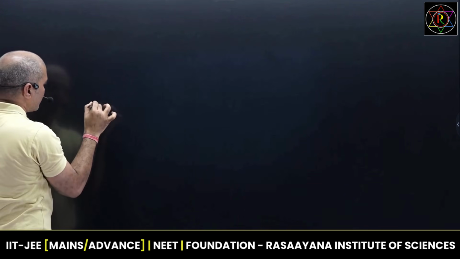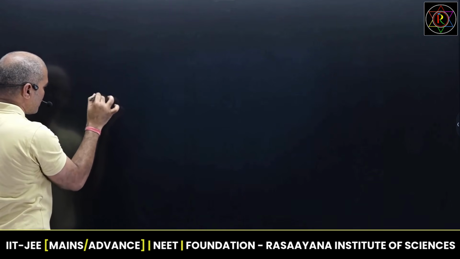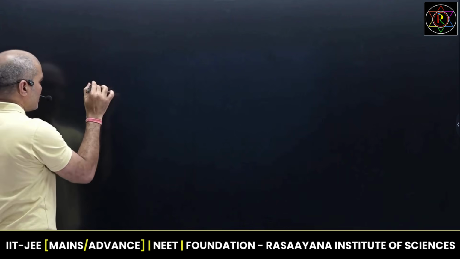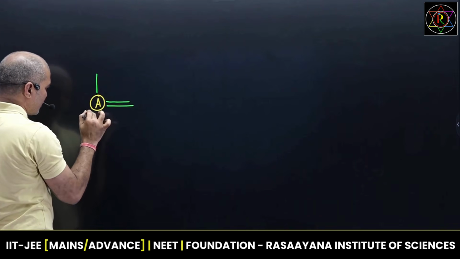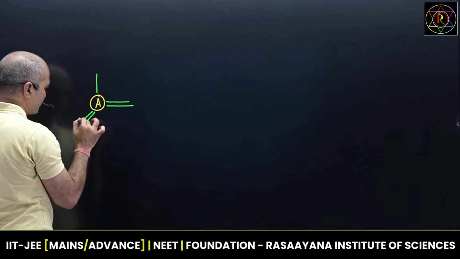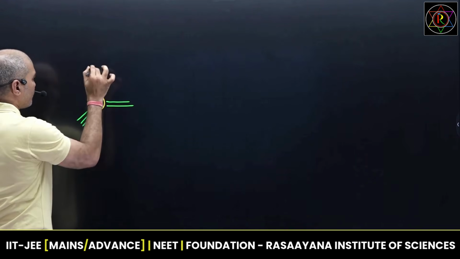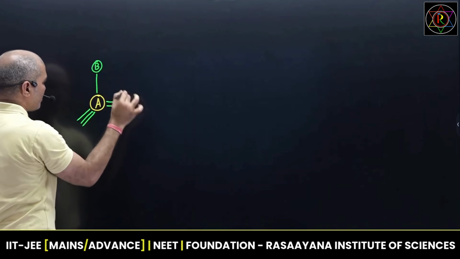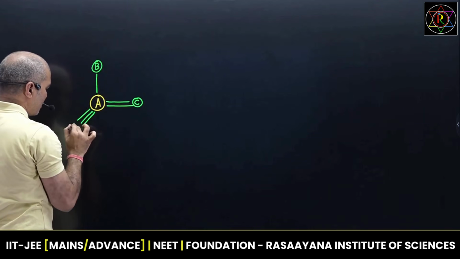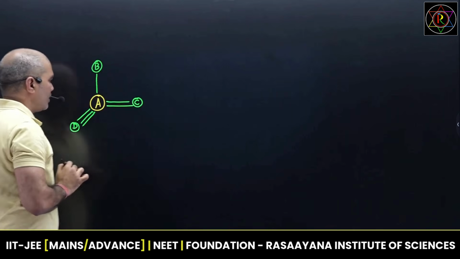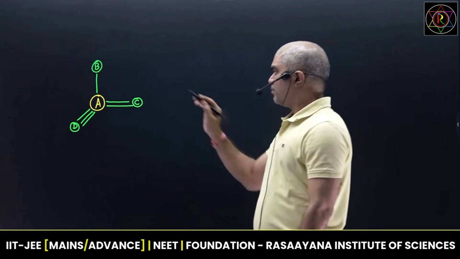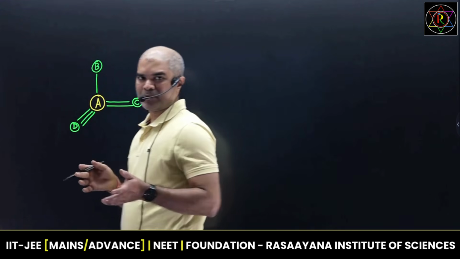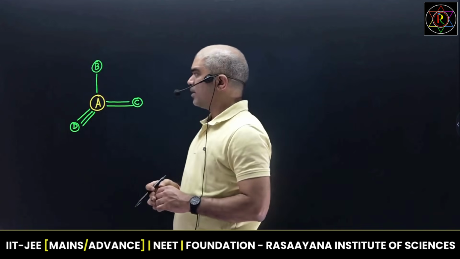Now let me take a hypothetical molecule. Just imagine that this is a central atom. To this central atom there are some atoms which are bound. I am calling them B, C, D. Just a hypothetical molecule. So here A is called the central atom, and B, C, D are called bonded atoms which are bound to the central atom.